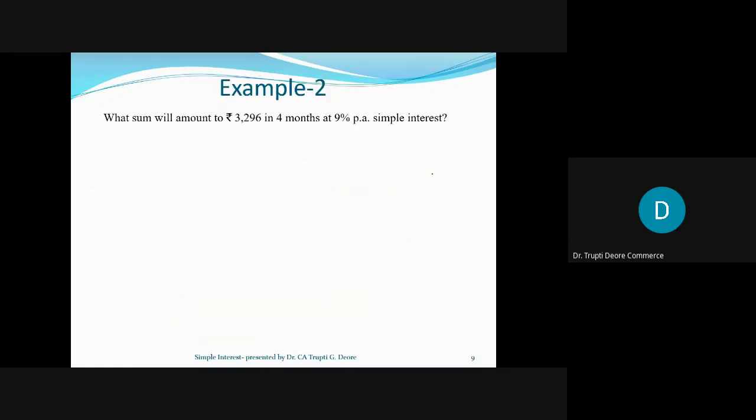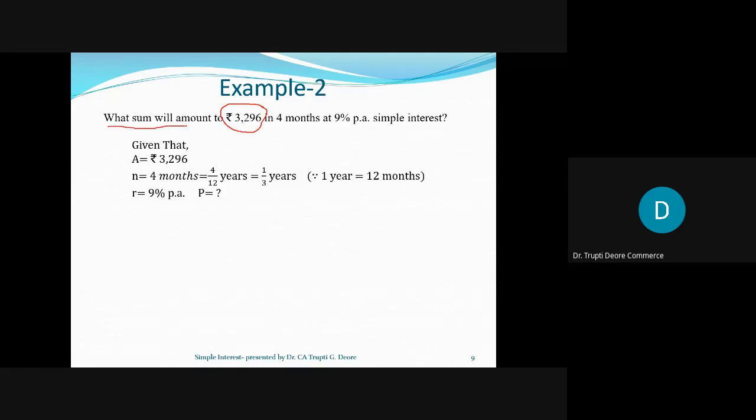Let's move forward. Now, second example, write this example. What sum will amount to rupees 3,296 in 4 months at 9% per annum simple interest? Okay. So first, what is given? This amount is given. We define it as amount, because they have asked what sum will amount. So it is converted into amount as 3296. This figure is amount A. What sum will? So we have to find out P. So P is equal to question mark.